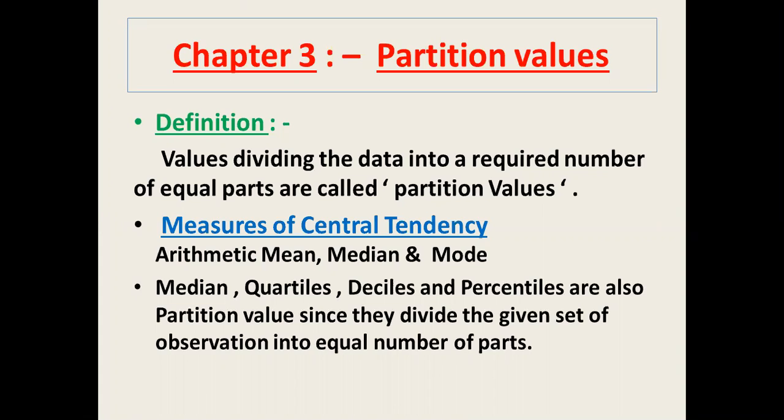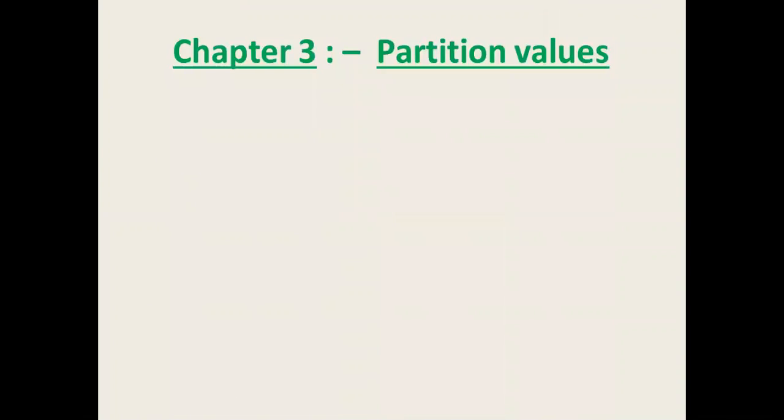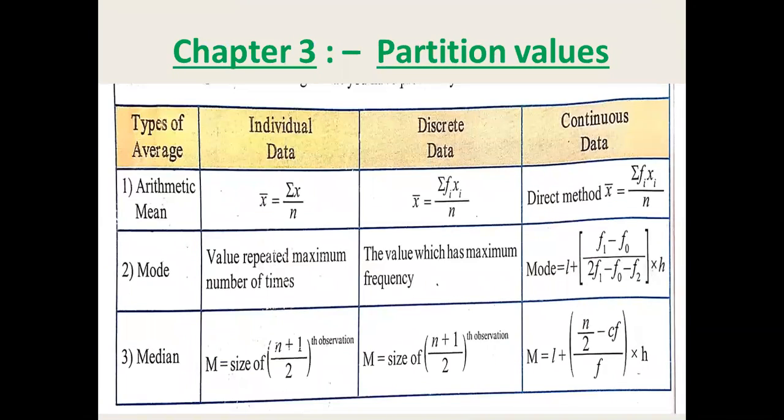But the median, then quartiles, deciles and percentiles are also the partition values. Means that series will be divided into the same equal parts, that is called the partition values. The median is the middlemost figure which divides the series into two equal parts. That is called the median, the middlemost figure. So in this chapter we have discussed the quartiles, deciles and percentiles. These are the partition values. Median is also an important part.